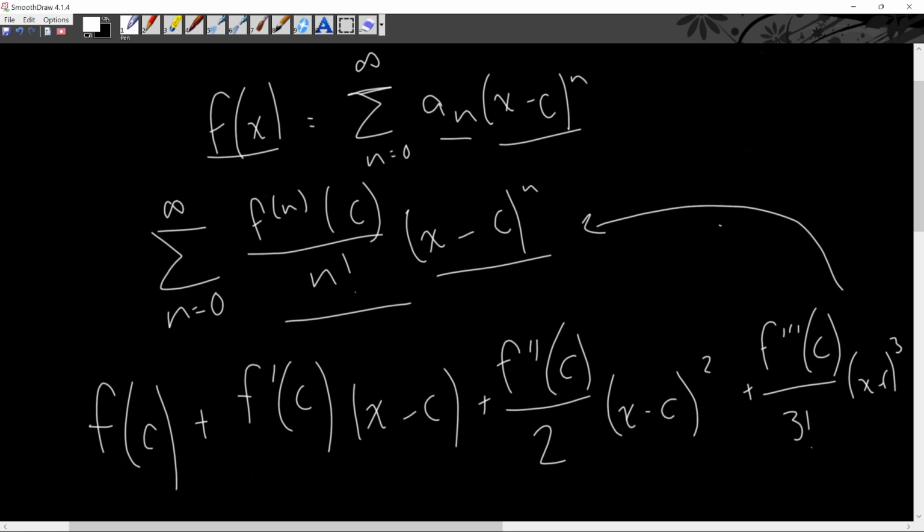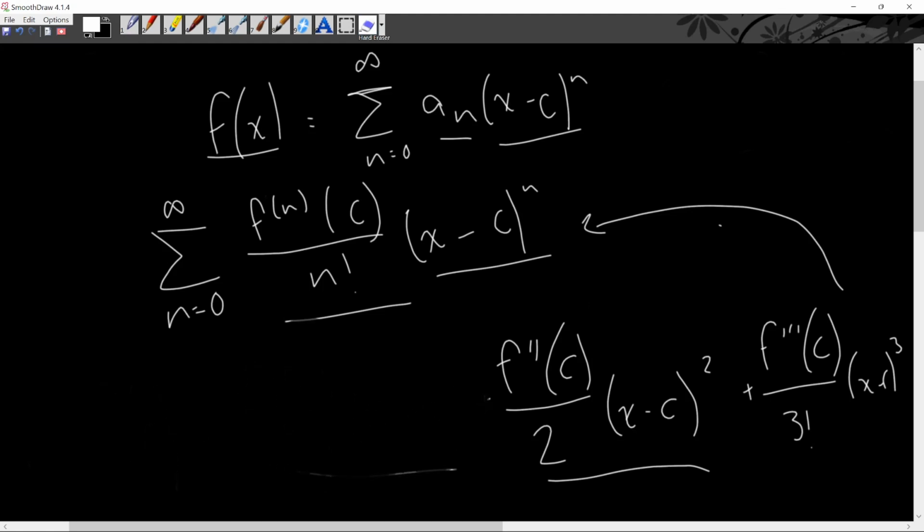And again, just plugging in things. If n equals 1 for this term, then you're taking the first derivative of c, and 1 factorial is still 1, x minus c to the 1 is x minus c. And then for this one, n equals 2, you're taking the second derivative, 2 factorial is 2, x minus c to the second power, and on, the same idea applies. And let's try and do a couple examples.